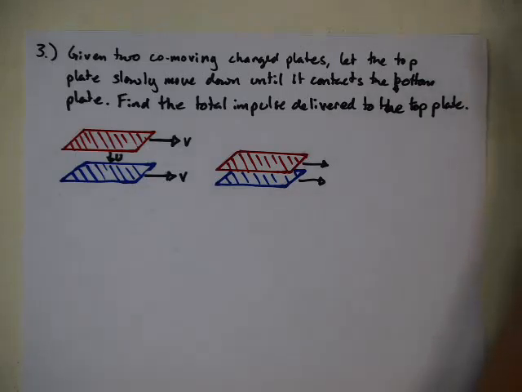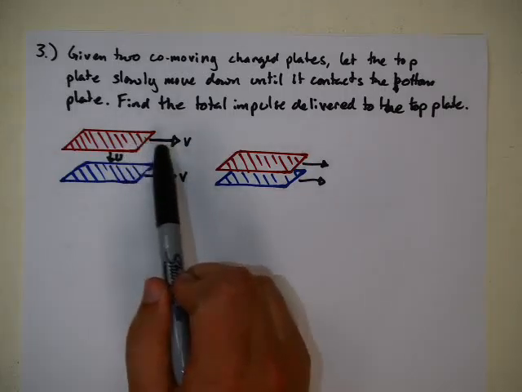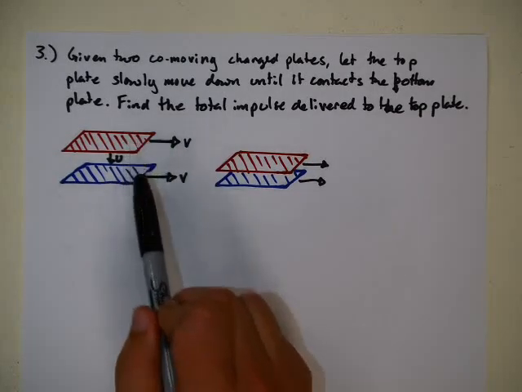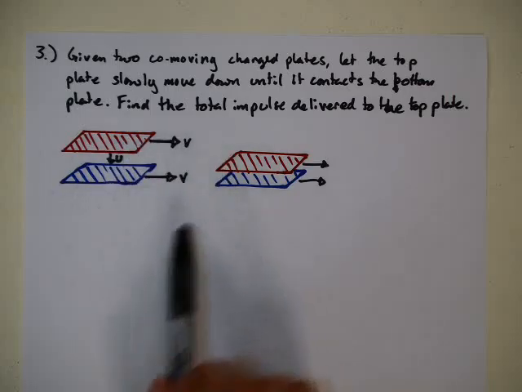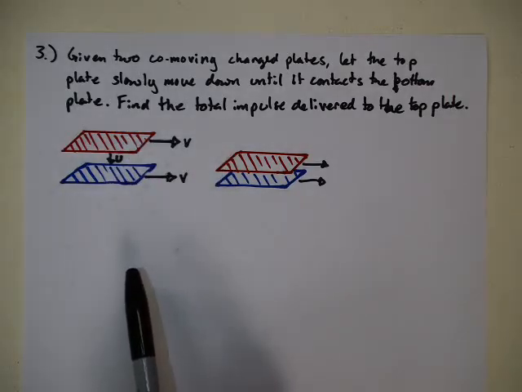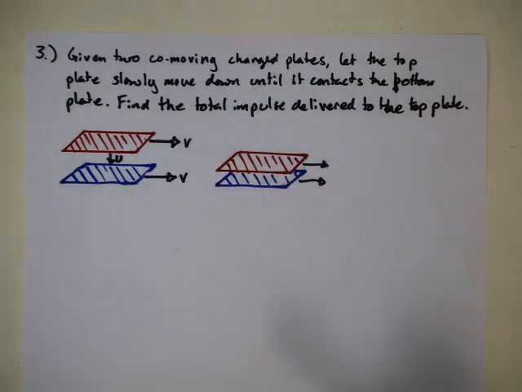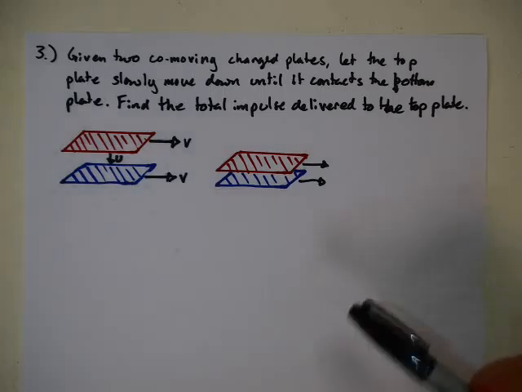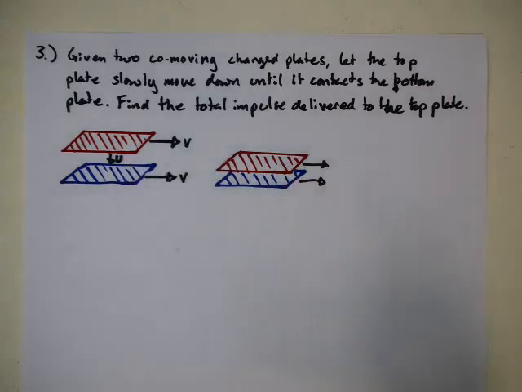In this problem, we're given the following situation. We've got charged plates, here red, positive, blue, negative, that are parallel plates, large parallel plates, moving to the left with a velocity v. And then the top plate slowly moves down with a velocity u. And as it moves down, it feels a force due to the magnetic field in between the two plates.